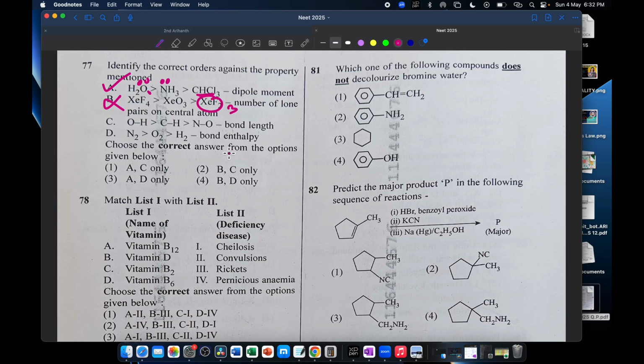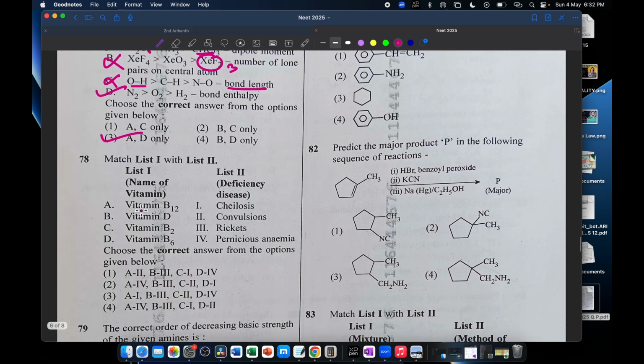Bond length, weaker bond is longer. So he's saying that this is the weakest. Oxygen is smaller, right? Hydrogen is common in these two cases. Carbon should be greater. Bond enthalpy, D is correct. A and D are the correct answers.